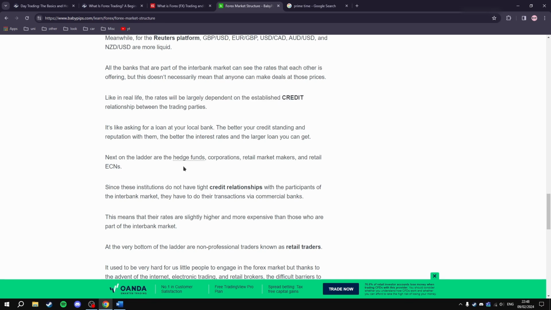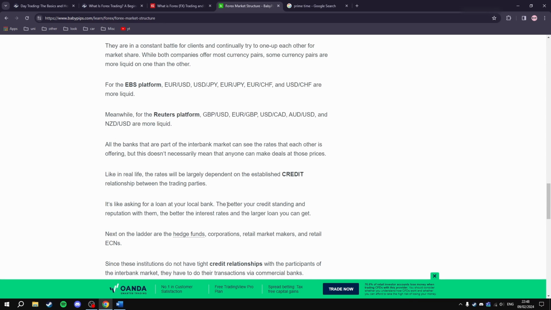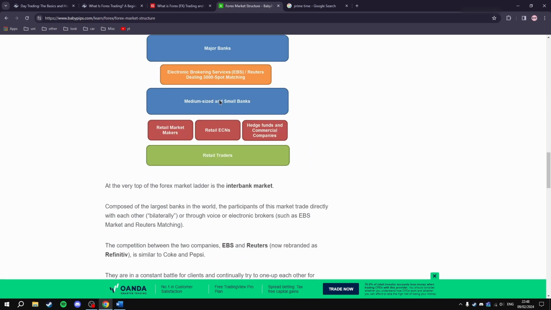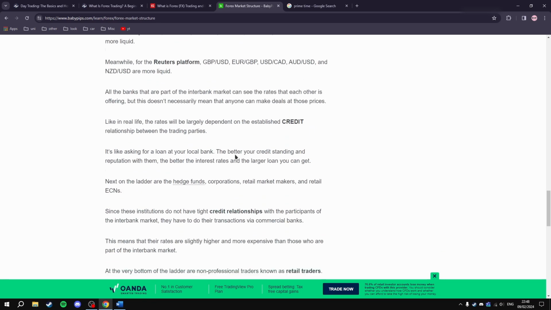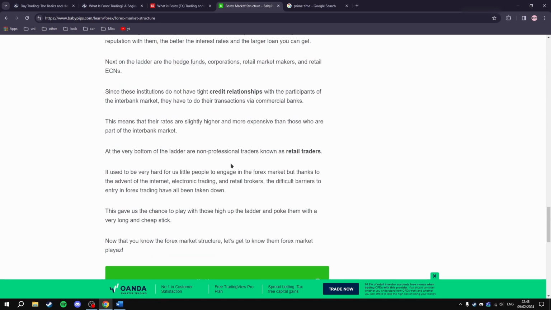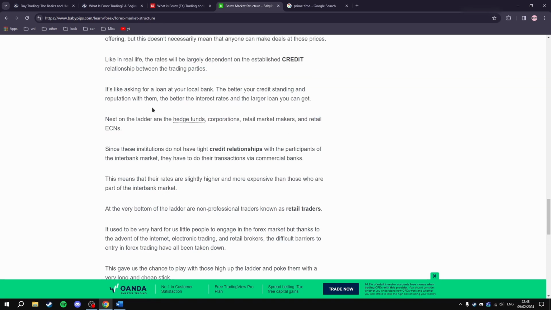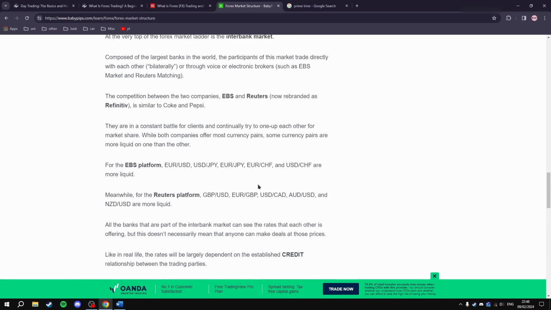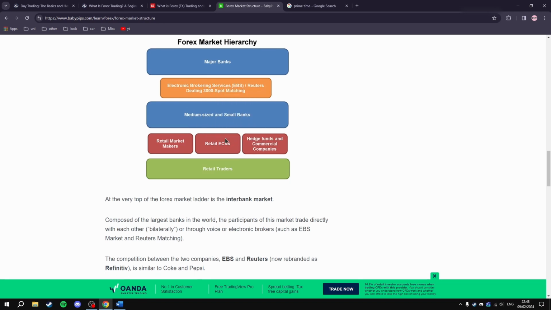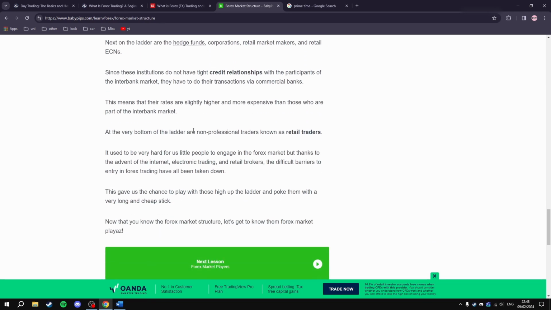Next on the ladder are hedge funds, corporations, retail market makers, and retail ECNs. So these people. Since these institutions do not have tight credit relationships with the participants of the interbank market, they have to do their transactions via commercial banks. So that's medium and small sized banks. This means that their rates are slightly higher and more expensive than those who are part of the interbank markets.